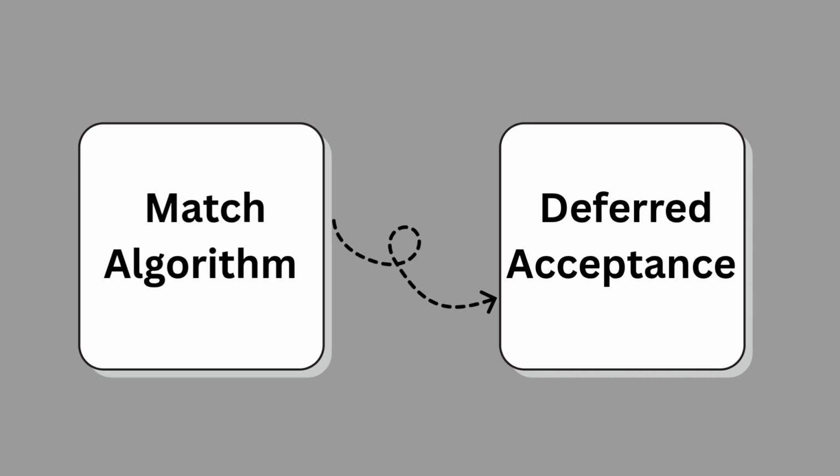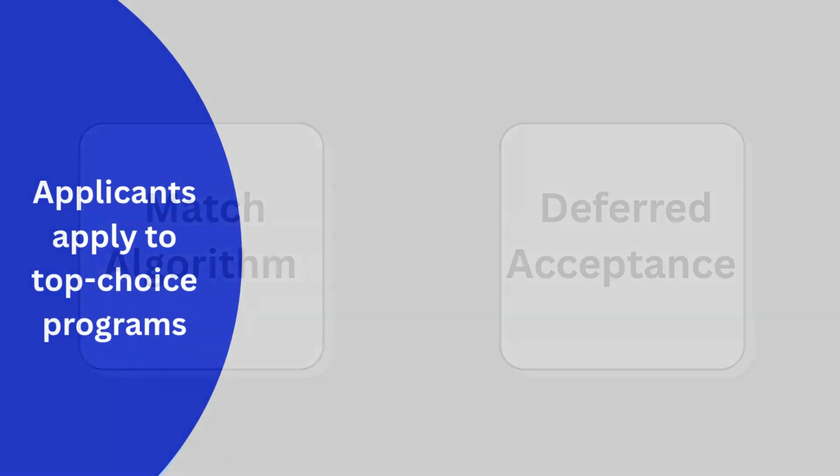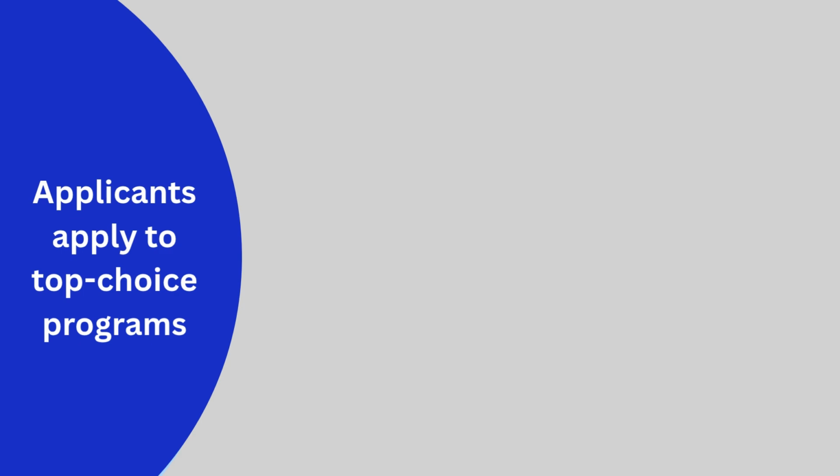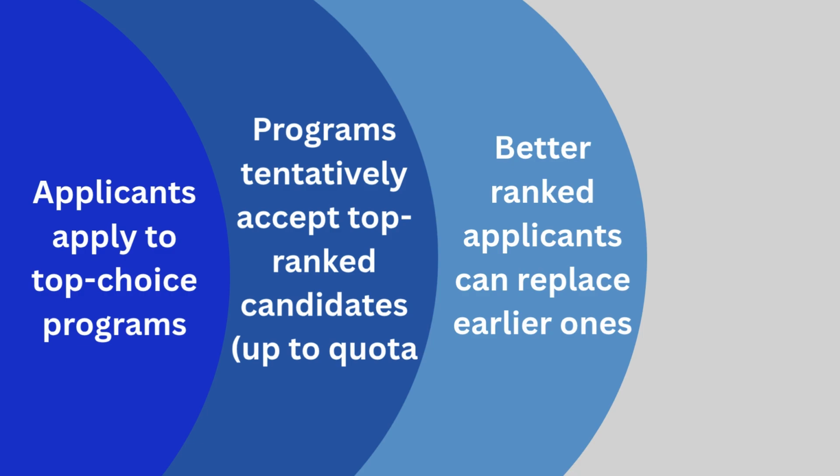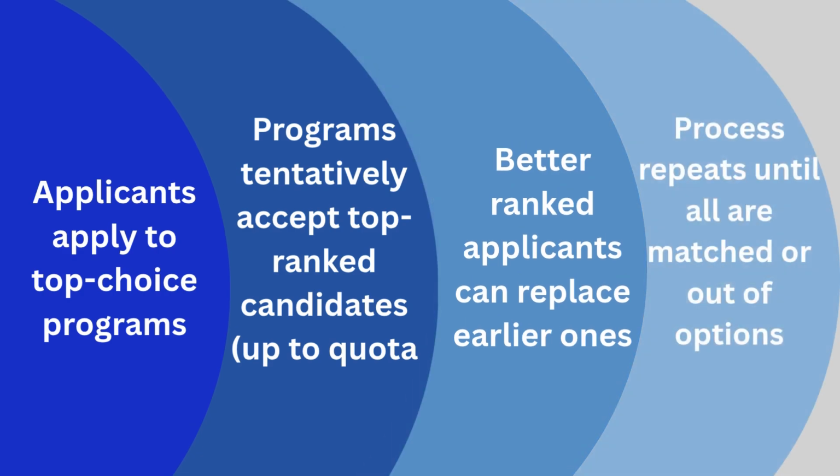At the center of the match algorithm is a concept called deferred acceptance. Here's what that means. Applicants apply to their most preferred program. Programs tentatively accept the top-ranked applicants up to their quota. If a more preferred applicant comes along in a later round, the program can drop someone it had tentatively accepted. This process continues until every applicant has either been matched or has exhausted their list. Because the acceptances are tentative, the system has the flexibility to explore better matches for both sides before finalizing placements.